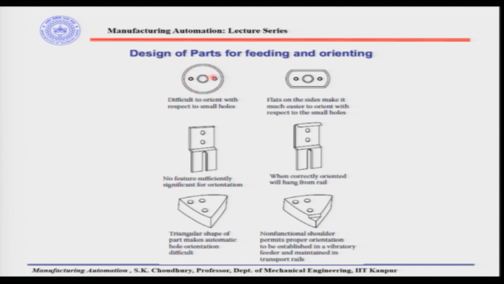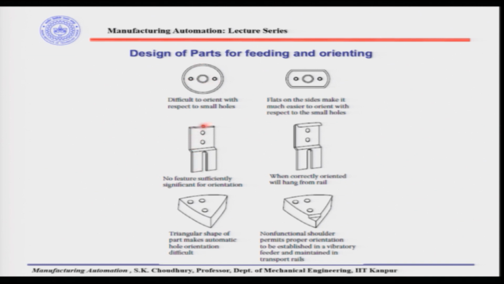So, in case we change the design in this way, we are making a flat here and a flat here. In this case, this flat can be taken as a base for orienting this part with respect to these two holes. Otherwise, what will happen, this disc may be gripped in this way or this way or this way. So, there is no way for orienting the part with respect to these two holes, as you understand.